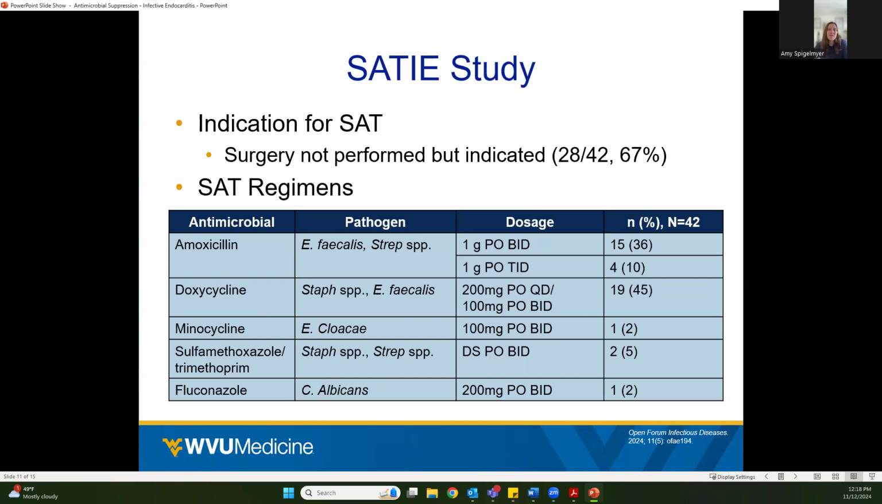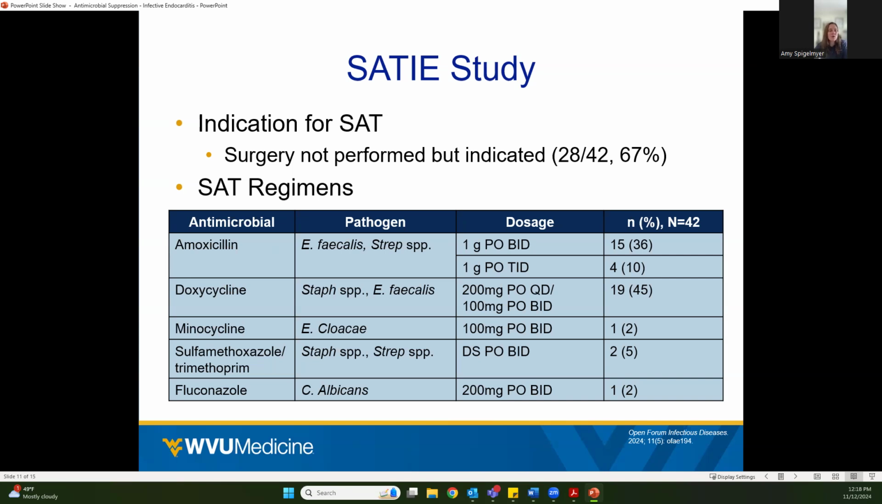They also described the actual suppressive antimicrobial therapy regimens that they utilized. So amoxicillin and doxycycline were used in the majority of patients, either for E. faecalis and strep for amoxicillin, or staph and E. faecalis for doxycycline, with varying dosing regimens.